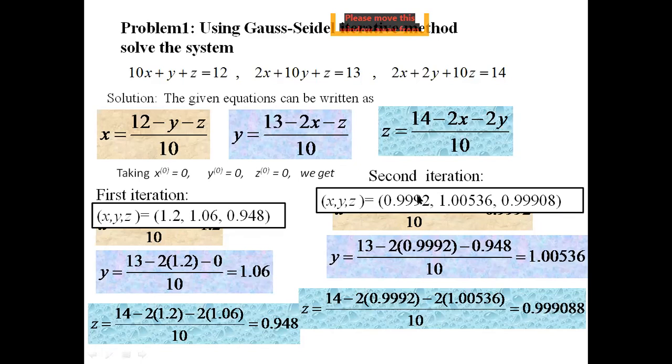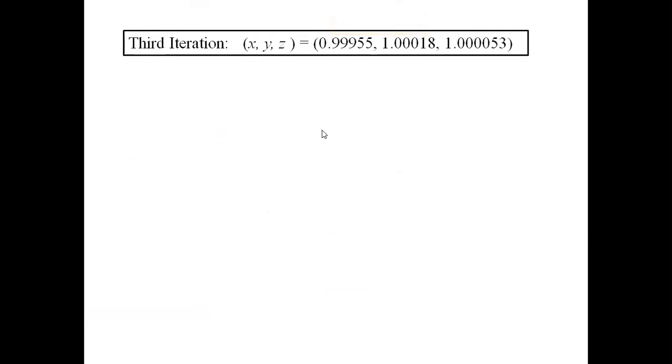The third iteration, what will we do? Again, we use the formulas to get x, y, z written from the given equations. For x, the formula is 12 minus y minus z, divided by 10. For y, substitute this value. The new values we got are 1.00536 for y and 0.99908 for z. If you substitute, you get a new value for x. And again, that new value is substituted in the second equation to get the value of y. Similarly for z, you continue like that. So we get the values of x, y, z in the third iteration as I calculated. You can check it later.